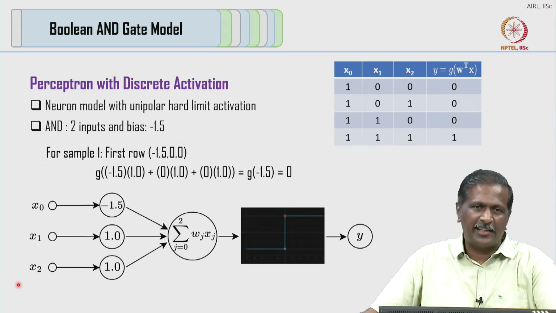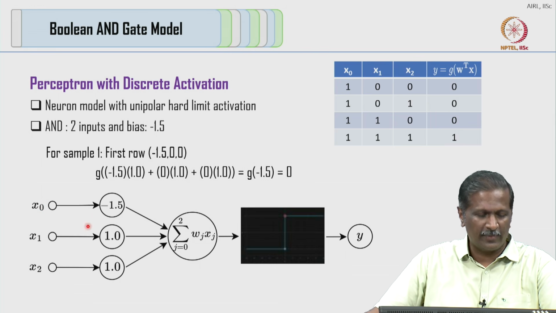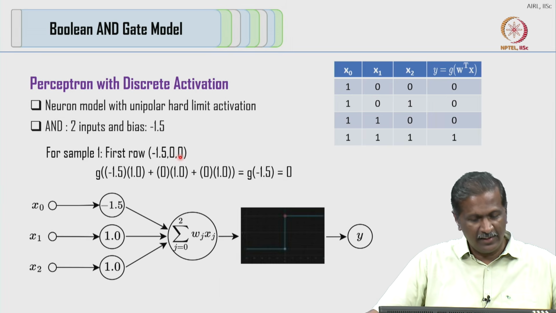Now let us look at the architecture. There are 3 inputs, 2 signals are coming from dendrites. There is one bias signal and these are my weights. The W1 and W2, the weights are same, which is equal to 1, whereas the W0 weight is minus 1.5. We have 4 samples, the second row is sample 2, sample 3 and sample 4. Let us take the first sample, which is the first row. Sorry, there is an error here, it is 1 0 0.